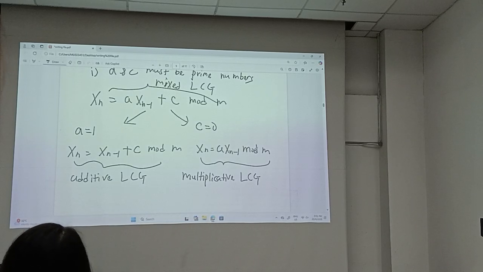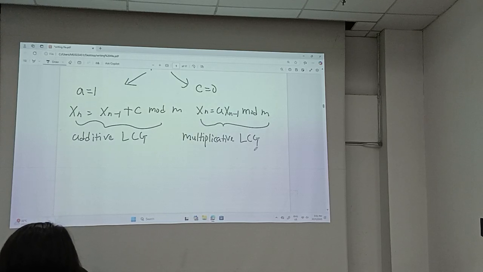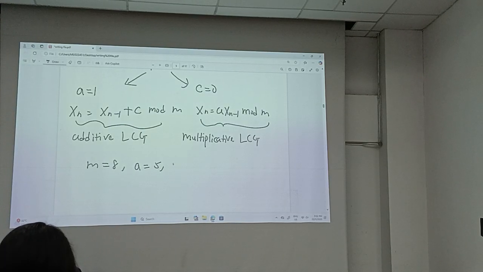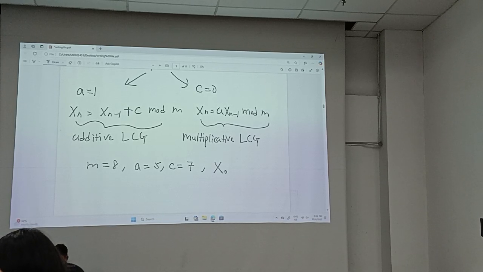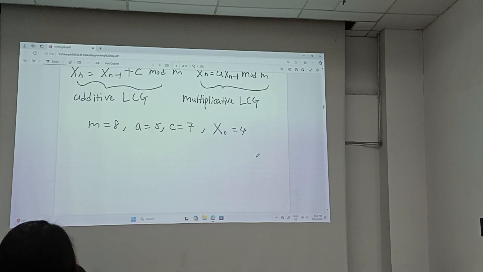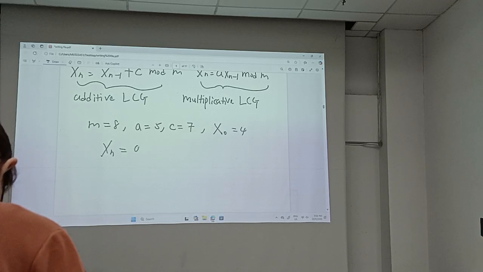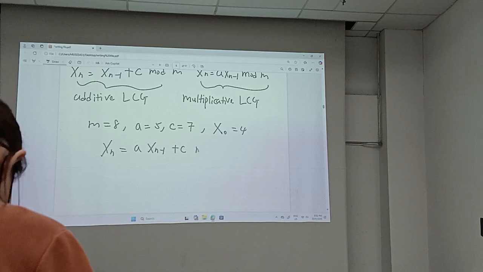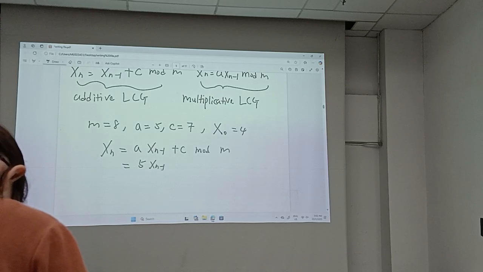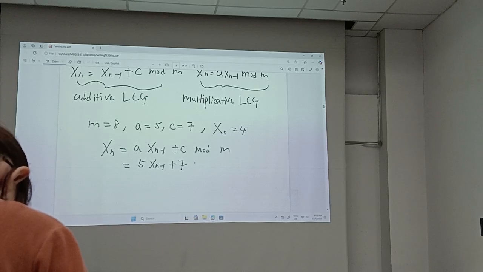Let's see how to use this LCG to generate a series of random numbers. Let's go through one example. Given M equals 8; as I mentioned, M, A, C are constants. Given the values for M, A, and C, and the initial value equal to 4, let's generate a series of random numbers. Write down our formula and fill in all the constants: A equals 5, C equals 7, M equals 8.